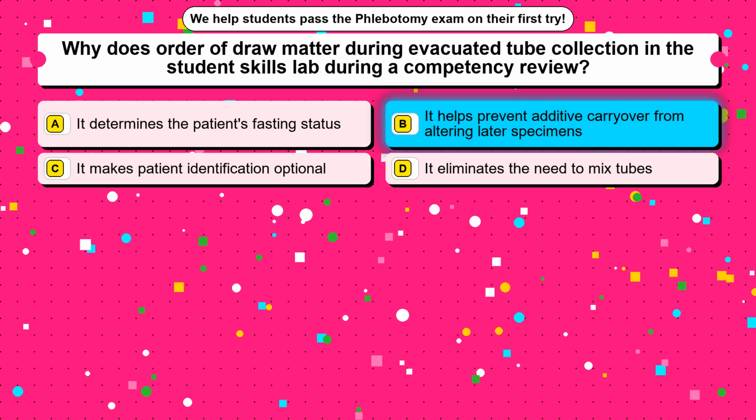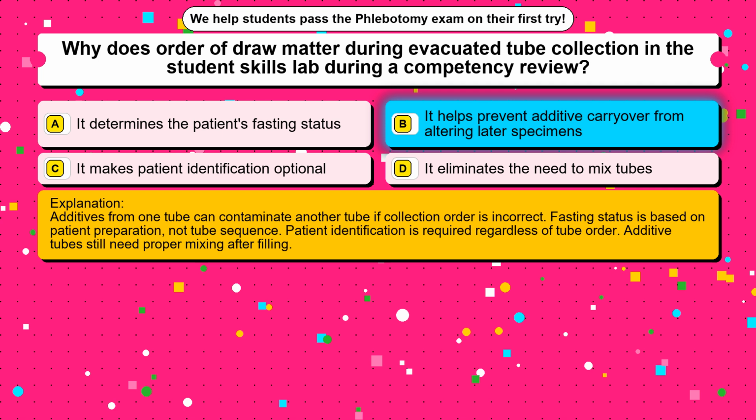The correct answer is option B. It helps prevent additive carryover from altering later specimens. Additives from one tube can contaminate another tube if collection order is incorrect. Fasting status is based on patient preparation, not tube sequence. Patient identification is required regardless of tube order. Additive tubes still need proper mixing after filling.